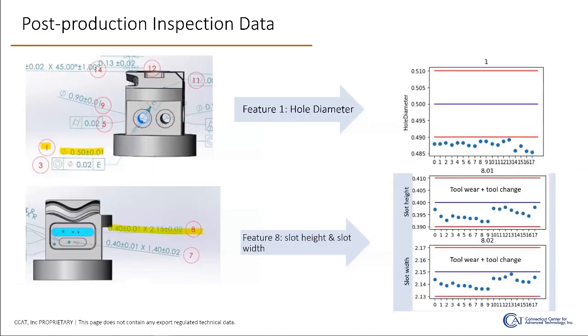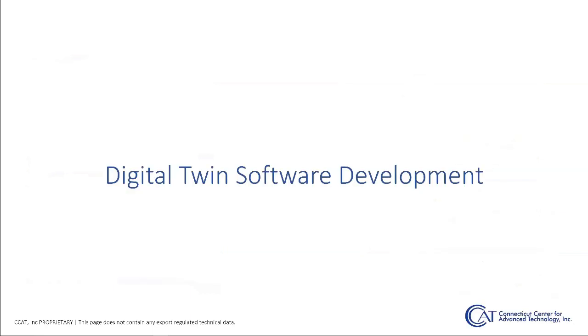So here are the results on the post-production inspection data. Basically, the takeaway is that, for example, for feature number 1, in the graph on the right, there's variability. It's not a straight line. And on the bottom, for feature number 8, the slot height and slot width, again, you see variability. So we clearly see that the features aren't produced at the same dimension across the 18 parts. And we also see that there's variability in the signal. So this sets the basis for wanting to use machine learning to process that data.